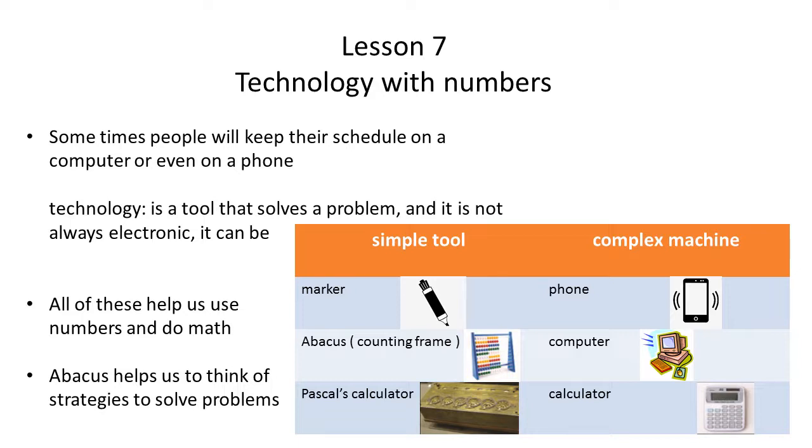So what is an example of simple technology? Simple technology like a marker, abacus, Pascal's calculator. This is simple. We don't use electricity. Complex machines like a phone or mobile, computer, calculator. This is called a complex machine. All of these help us use numbers and do math. The abacus helps us to think of strategies to solve problems.